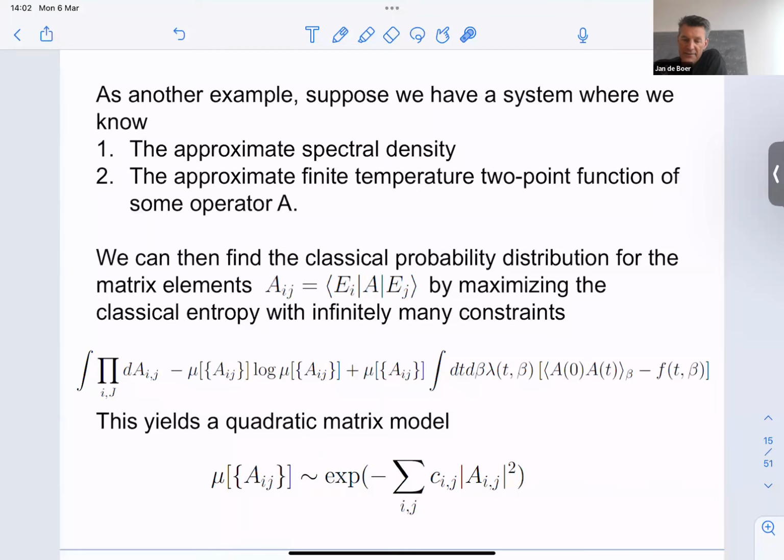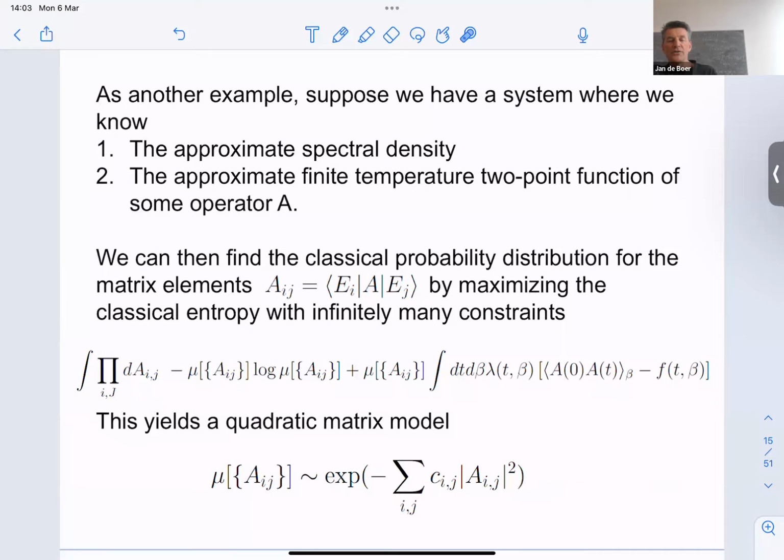Now, in this case, we have an infinite number of constraints. So we have a family of Lagrange multipliers, lambda, t, comma, beta, that multiply something that is part of the inputs that we provide, namely our input by assumption was this finite temperature two-point function, this thing here. And we want it to be equal to whatever the thing is that we were provided with. So someone gave us this function f and said, this is the approximate finite temperature two-point function at finite time of A. So this is our input. We want it to be equal to the two-point function of the operator O, A, and we enforce that by Lagrange multipliers.